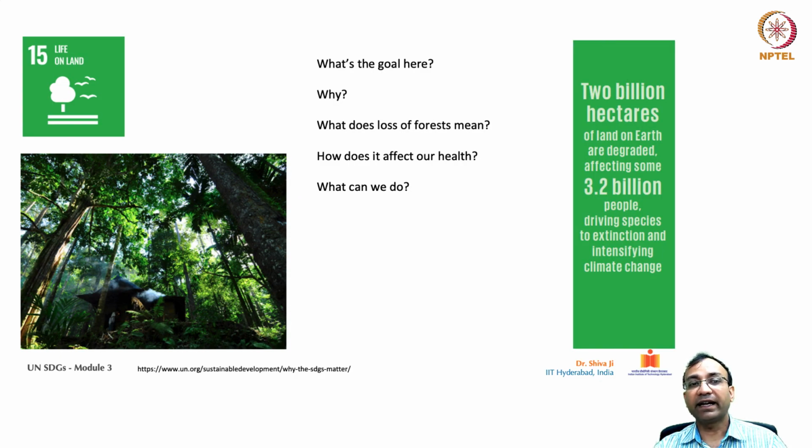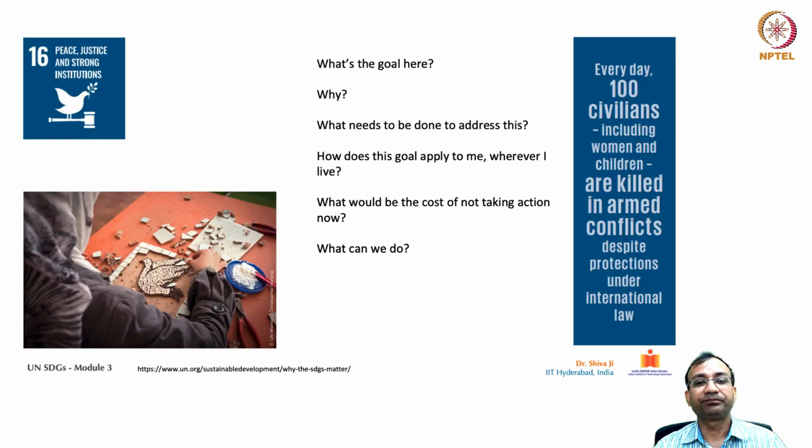Then we have life on land, the surface of the earth. Well, what do you understand are the goals over here and why? What does loss of forest mean? For facilitating growth and development, innumerable trees are being felled every day across the planet. How can this be stopped and more greenery, more vegetation be planted? How does it affect our health and what can be done for it?